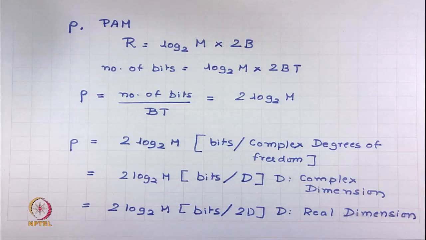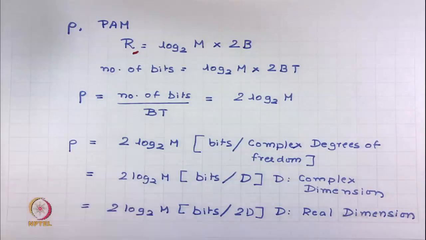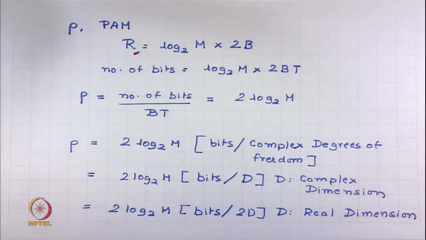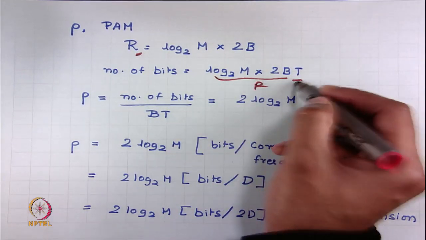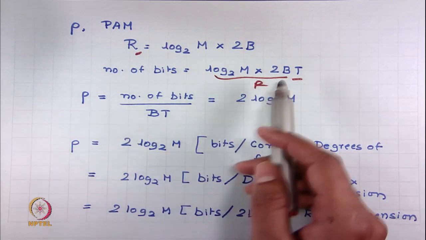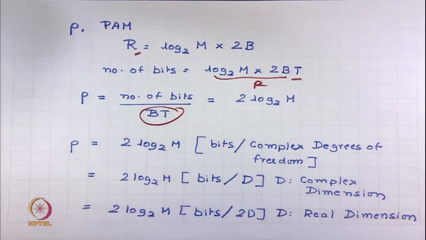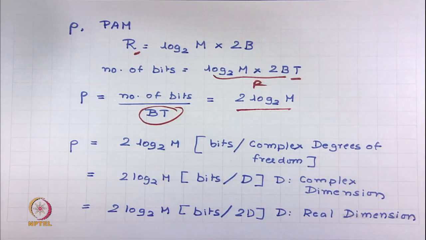Now, let us look at this. So, spectral efficiency, to calculate, first thing that I need to calculate is number of bits. Number of bits would be R times the total duration, where R is the bit rate and T is the total duration. So, number of bits would be this divided by Bt would give you the spectral efficiency 2 log 2 m.